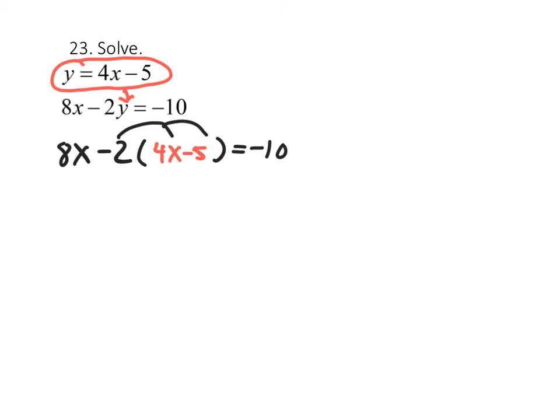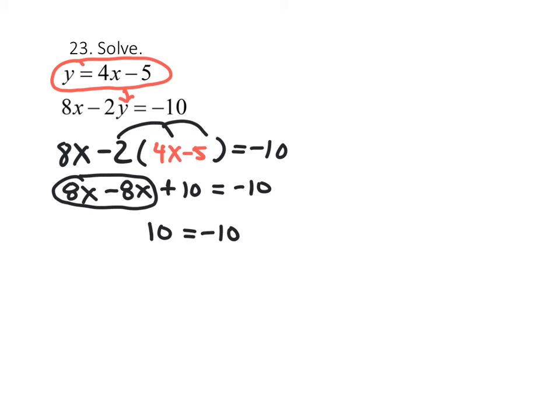When we substitute, the first move is typically to distribute, and we'll do that here. 8x, negative 2 times 4x is negative 8x. Negative 2 times negative 5, that's positive 10, and that's equal to negative 10. Notice here that 8x minus 8x is 0, so those terms disappear, leaving us with 10 equals negative 10.